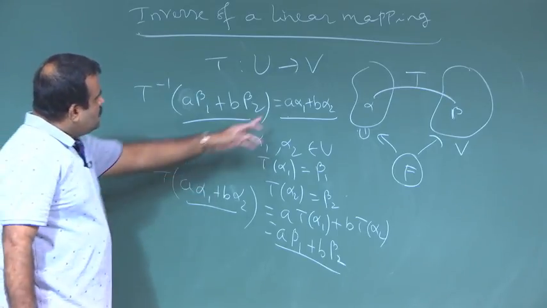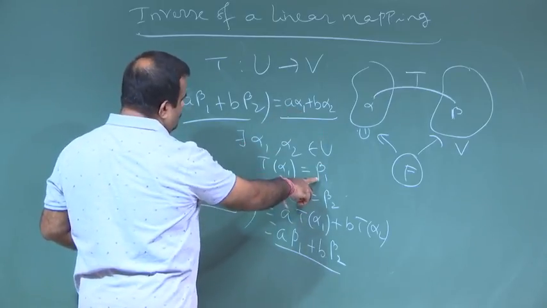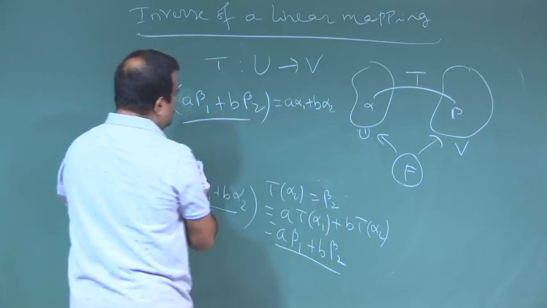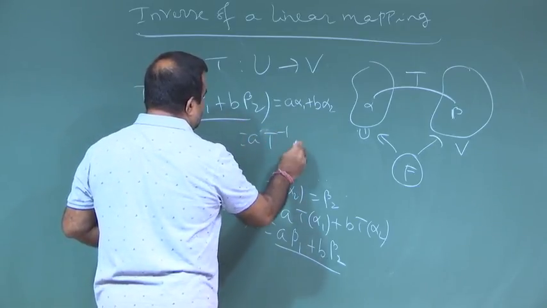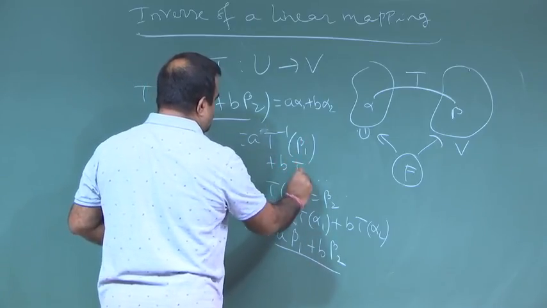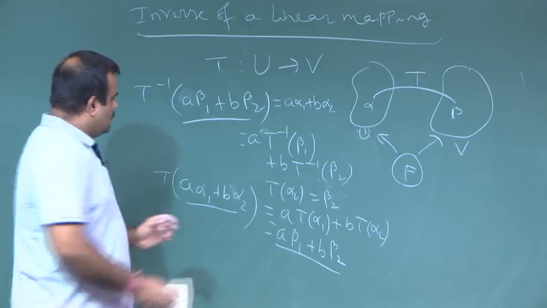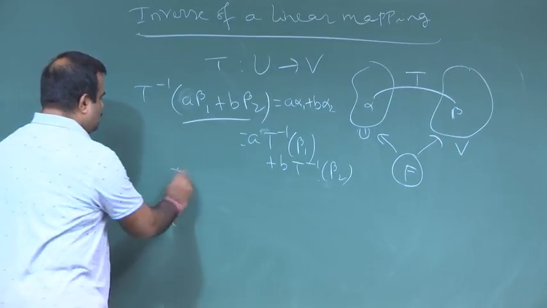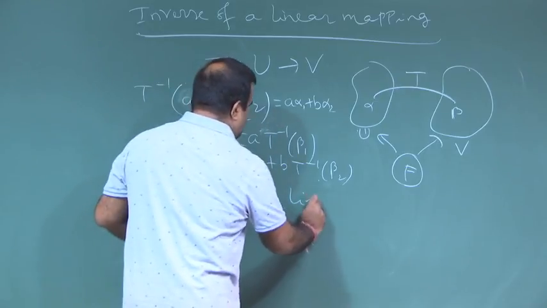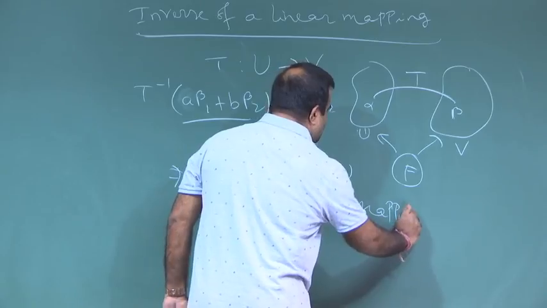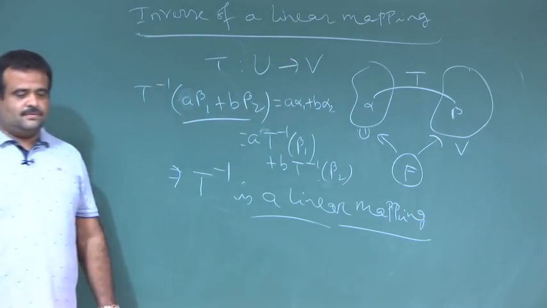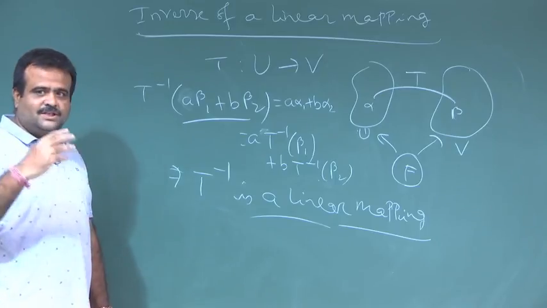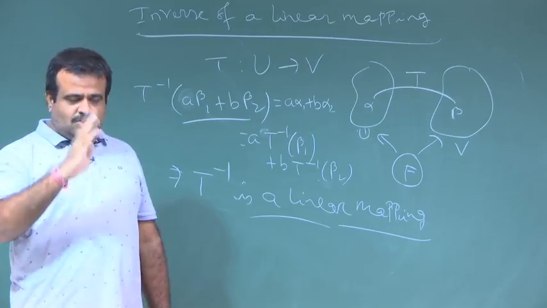Now, this is nothing but a alpha 1 plus b alpha 2, where alpha 1 is T inverse of beta 1. So, this we can write as a T inverse of beta 1 plus b T inverse of beta 2, because alpha 1 and alpha 2 have images beta 1 and beta 2. That is it. So, this implies T inverse is a linear mapping. If T is linear, then T inverse is also a linear transformation. So, the inverse of a linear transformation is also linear, but for it to exist, this T should be a bijective mapping.